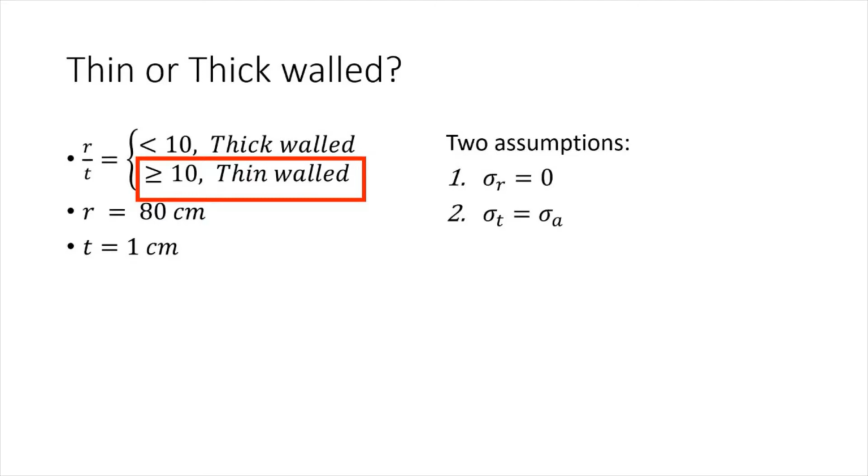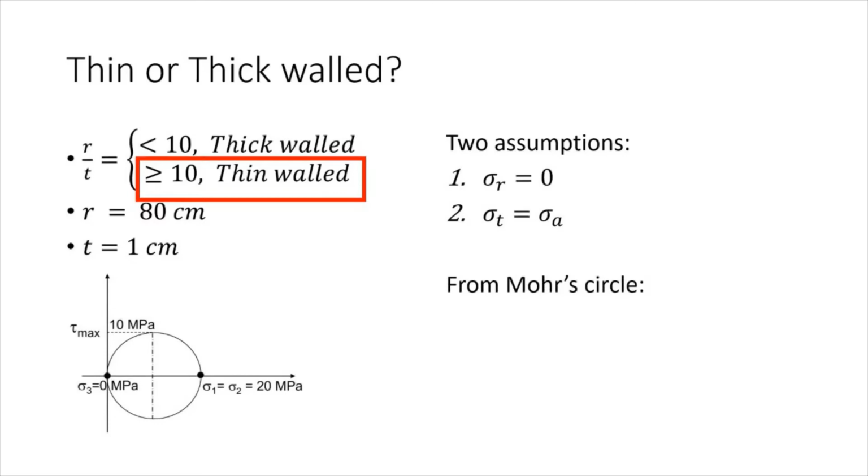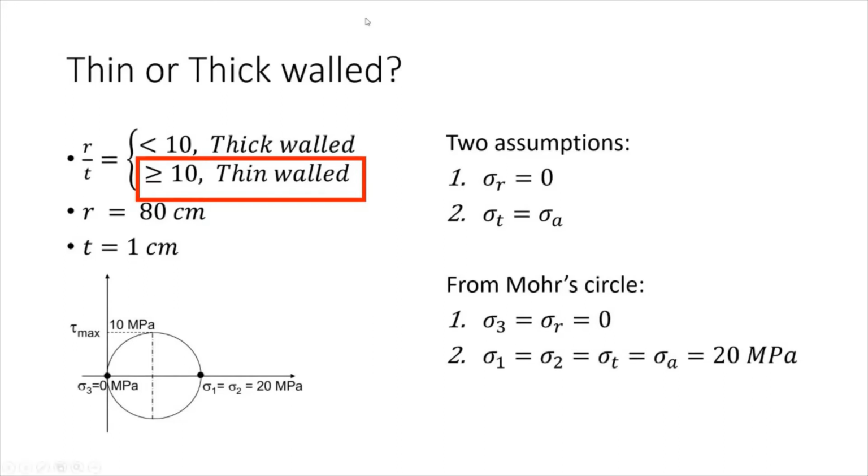We can find the values of these stresses from the Mohr circle on the left. Sigma 3 is 0, that is the radial stress. Sigma 1 and 2 have the same value and it is 20 megapascals. That is the magnitude of the tangential and the axial stress as well.